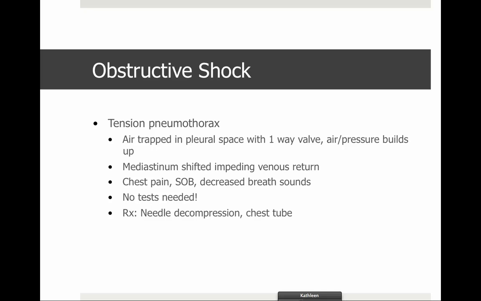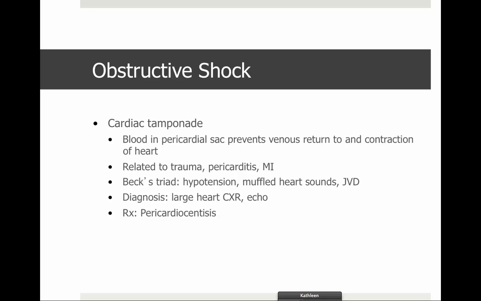So things that cause obstructive shock are tension pneumothorax: air is trapped in the pleural space with a one-way valve, air and pressure build up, the mediastinum shifts, impeding venous return. Patient has chest pain, shortness of breath, decreased breath sounds, no tests needed. Treatment is needle decompression and chest tube.